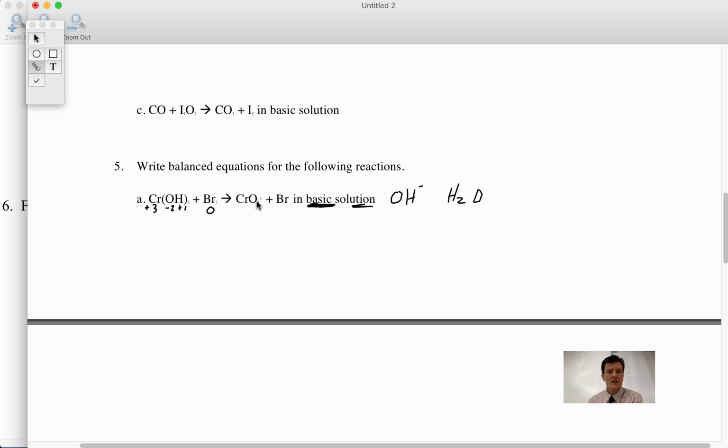The Cr and 4 O's, each O is a -2, that's -8. So this Cr must be a 6 in order to give you a total of -2 charge on that. The Br, there's a little negative charge on that. I know it's hard to see, but that's a -1. So it looks like the Cr is going from 3 up to 6. And the Br is going from 0 down to -1. So the Cr is going up. That's going to be our oxidation. I'm going to write everything that has a Cr in it over here.